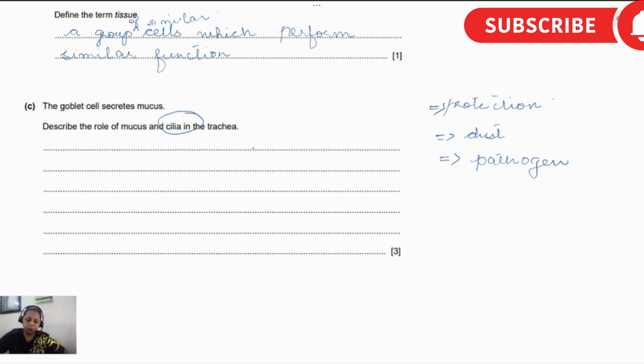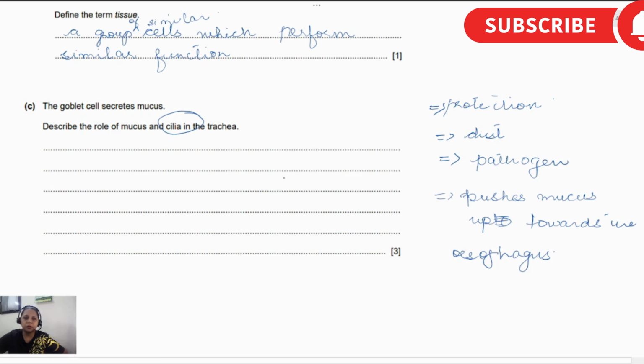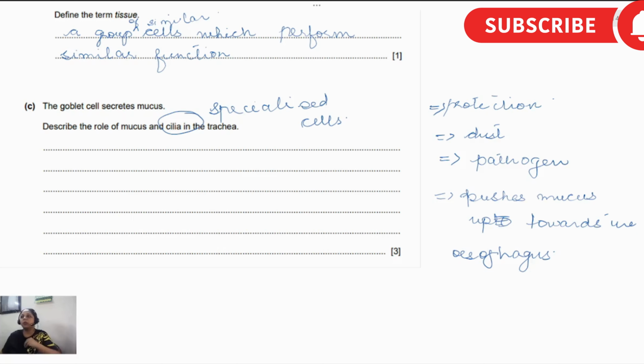And what does the cilia do? By the way, this is part of specialized cells as well. What is special about the cilia? It pushes the mucus out of the trachea. The flickering movement of the cilia pushes the mucus up towards the esophagus. So this is related to specialized cells. Yes, we can write here: keep the trachea moist.